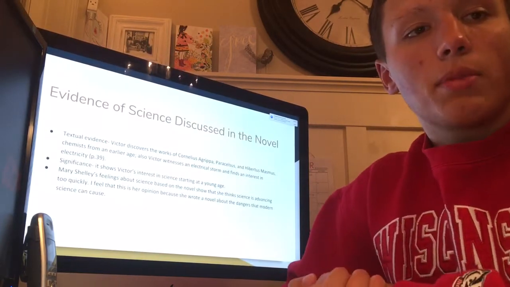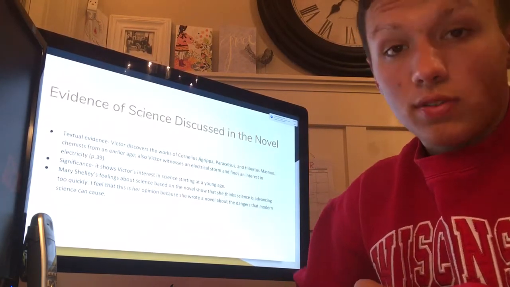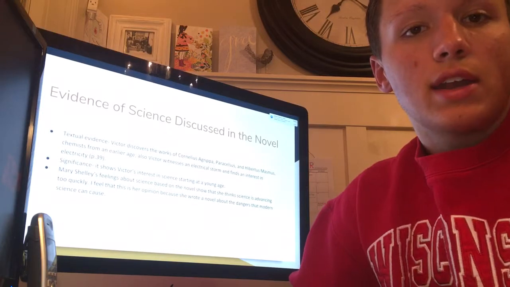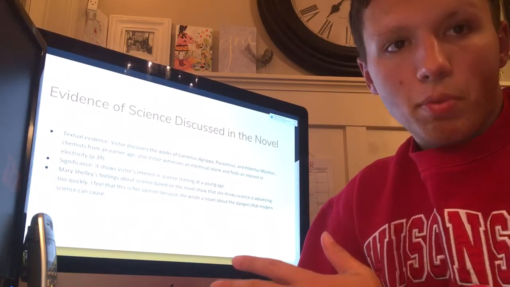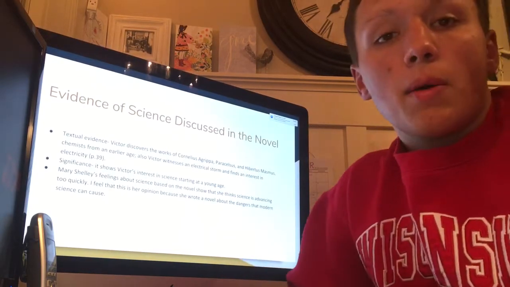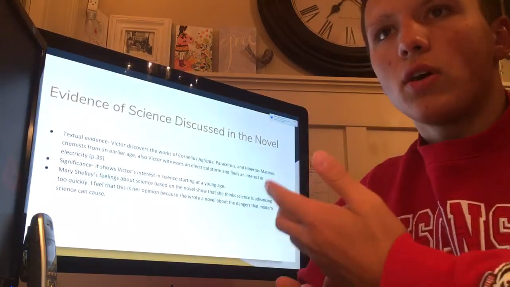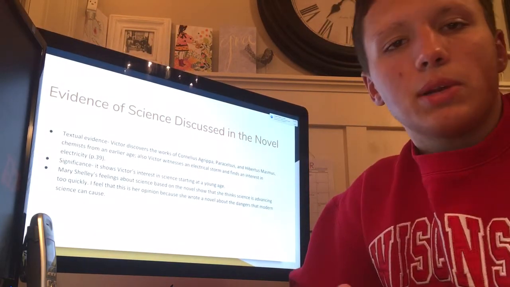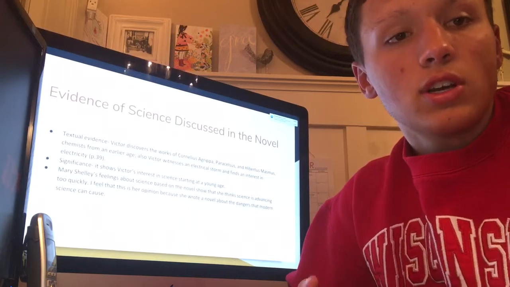Okay, so there is a lot of evidence of science discussed in the novel. One piece of evidence is that Victor discovers the works of Cornelius Agrippa, Paracelsus, and Hubertus Maximus, chemists, from an early age, and so this sparks his idea of science at a young age and makes him motivated. And then another thing that also helped him was Victor witnesses an electrical storm and finds interest in electricity. So he brings this idea to help create the creature because he figured out that the brain works with electricity, and he thought he could harness that electricity to bring someone back to life. So this is significant because it shows Victor's interest in science starting at a very young age.